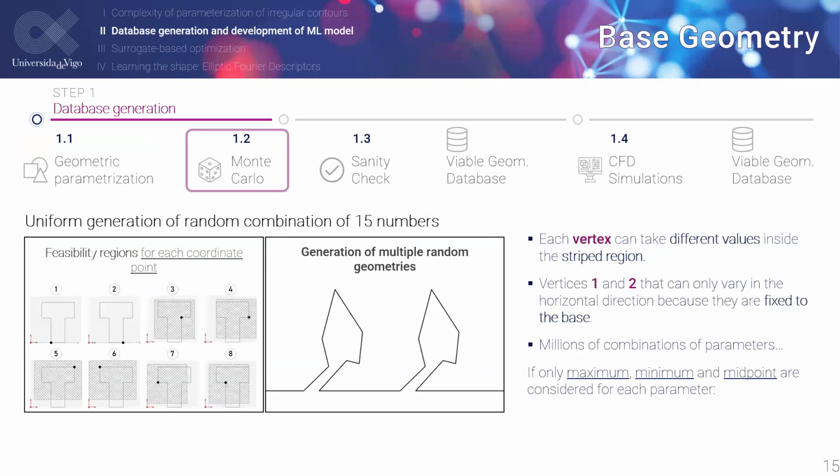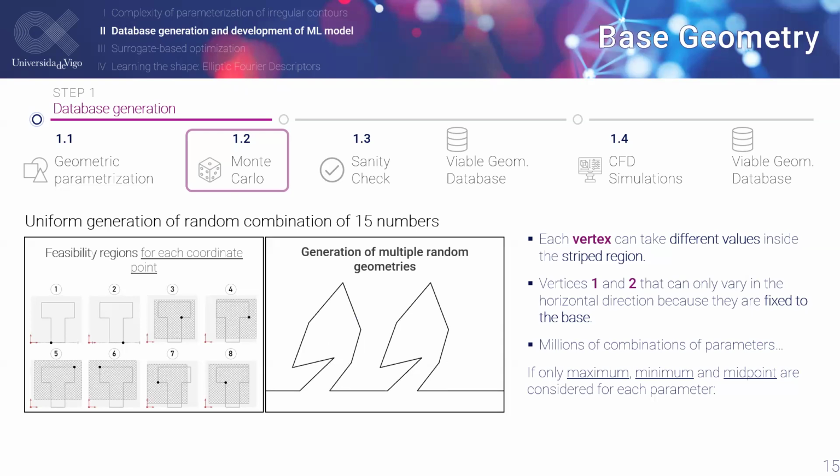So the idea, in order to have as little human bias as possible in the generation of this geometric parameterization, is that we follow a Monte Carlo approach. So we generated a uniform generation of random combinations of these 15 numbers to generate thousands and thousands of microfins. Here are some examples. And basically, we just implemented a few requirements that the fins had to have. So for example, you cannot have elements that are really small, sharp edges, and so on and so forth.